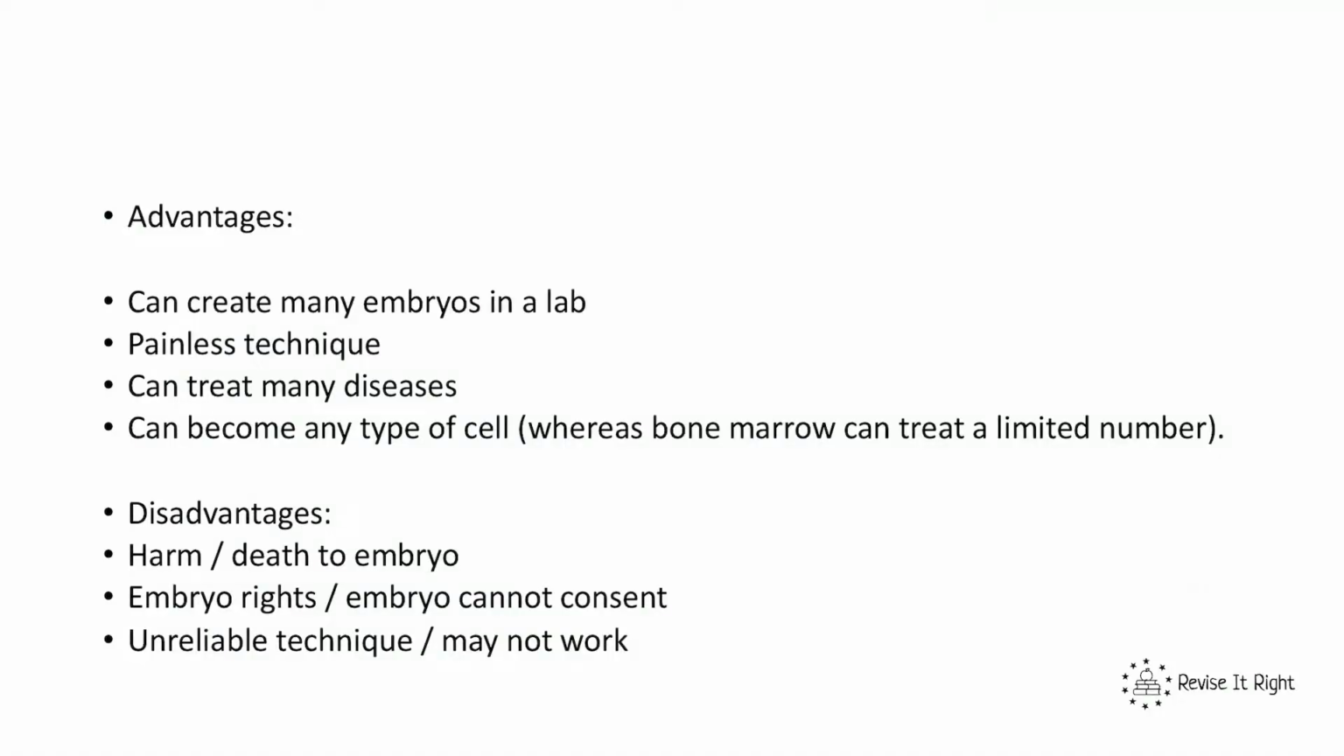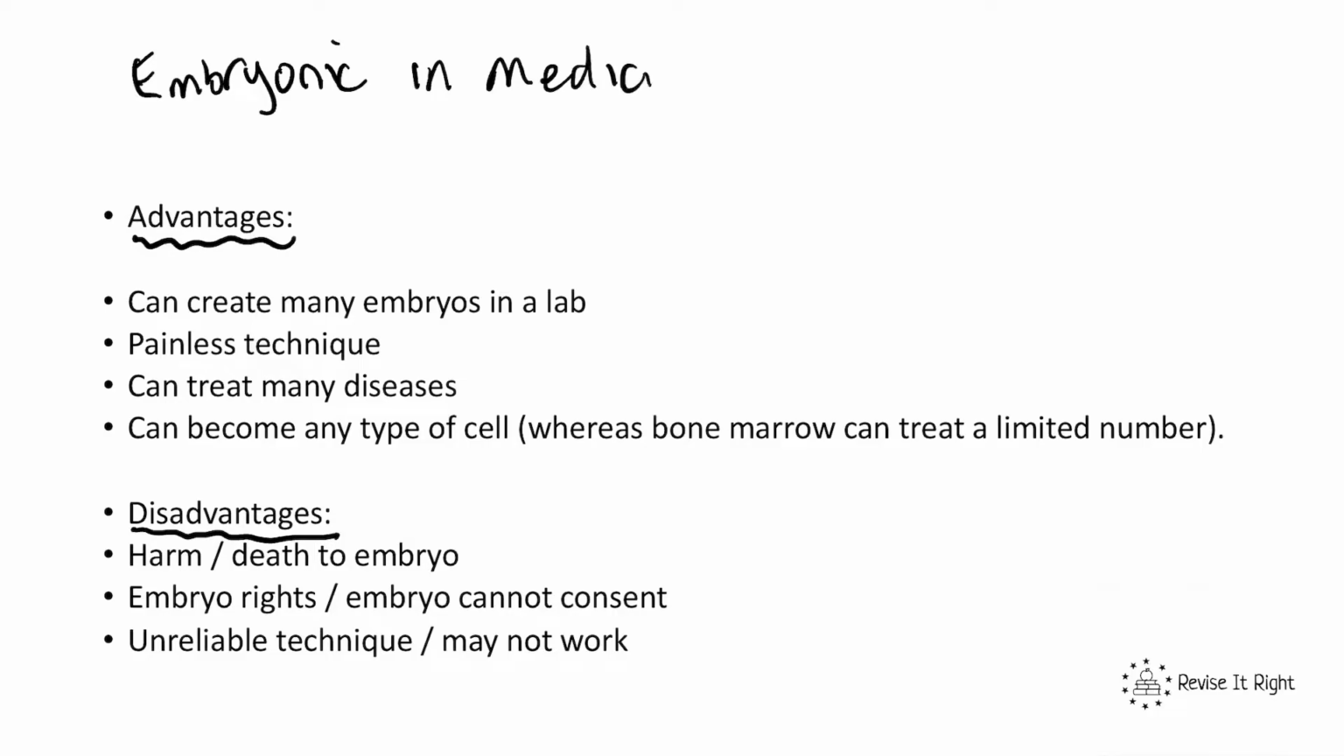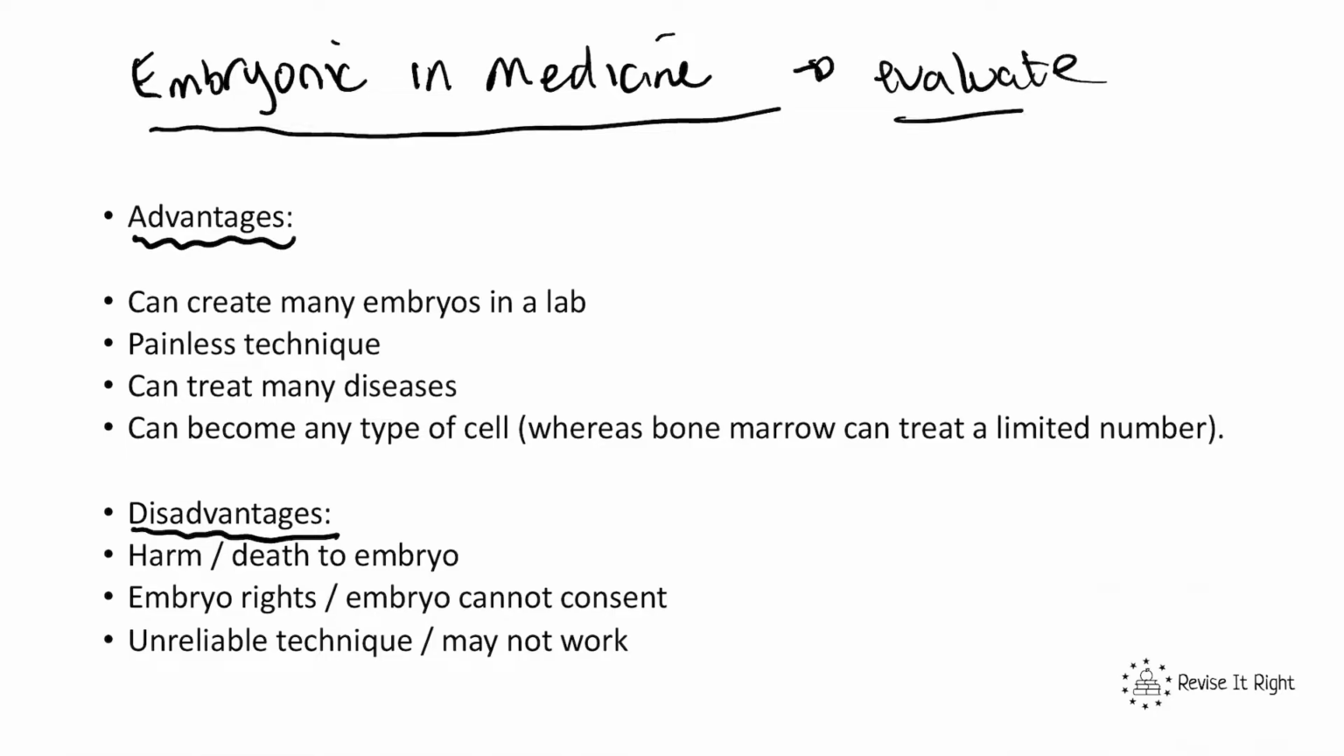of some advantages and some disadvantages of using embryonic stem cells in medicine. Because there is a big debate about whether they should be used in medicine or not. So you have to be aware of this debate because you may get given something we call an evaluate question. An evaluate question is usually a 6-mark question that asks you to talk about the pros and cons and then write a conclusion. We'll do that in a future video on this topic when we look at answering exam questions. But for now, let's just learn the advantages and the disadvantages.